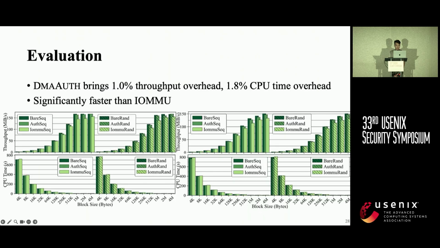The evaluation on a real network interface card and NVMe storage shows that DMAAUTH introduces only 1% throughput overhead and 1.8% CPU time overhead, much smaller than the overhead introduced by the IOMMU.